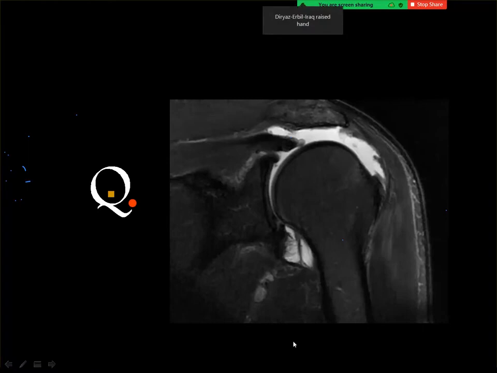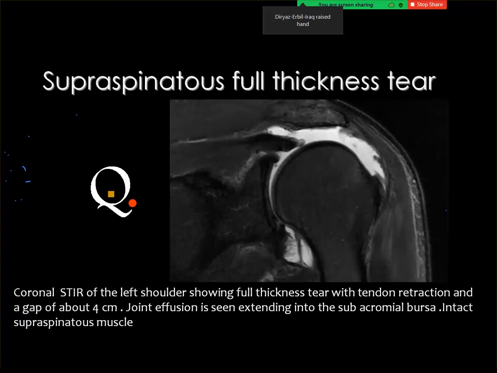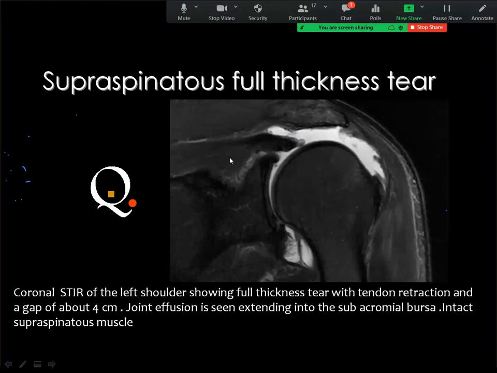Supraspinatus. Yes. Complete. Yes, supraspinatus full thickness tear with retraction. You should measure the distance between the edges of the tendon, and also you look at the state of the muscle. Complete tear of the supraspinatus tendon.